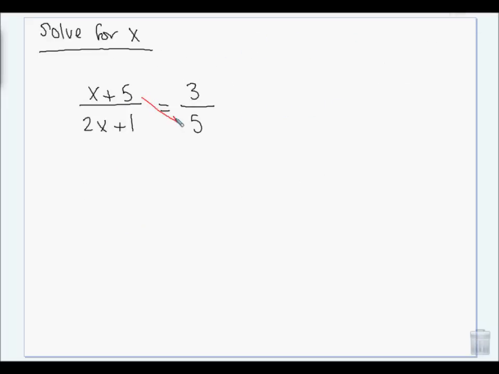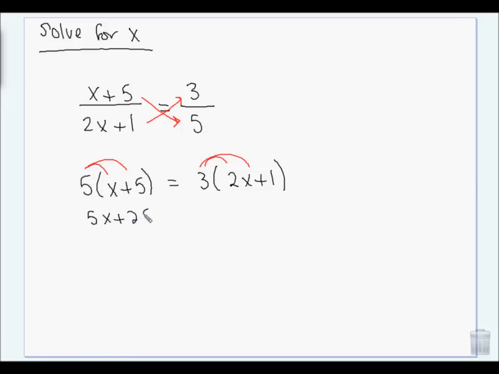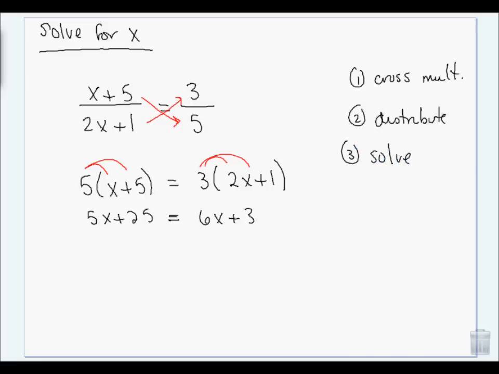A proportion with variables in it, remember we cross multiply? So I have 5 times x plus 5 is equal to 3 times 2x plus 1. Distribute that 5 and this 3. So I have 5x plus 25 is equal to 6x plus 3. Okay, so now we've got to solve this. I'm going to subtract 5x from both sides, since the 6 is bigger. So I get 25 is equal to x plus 3. Subtract 3 from both sides, and I get 22 is equal to x.